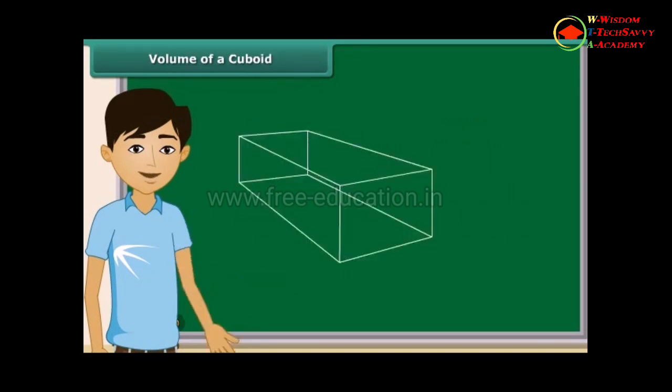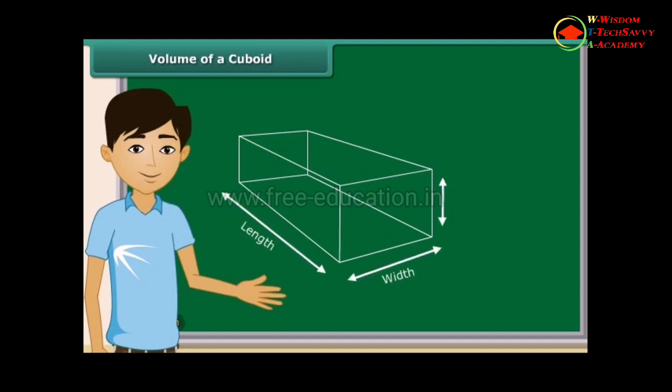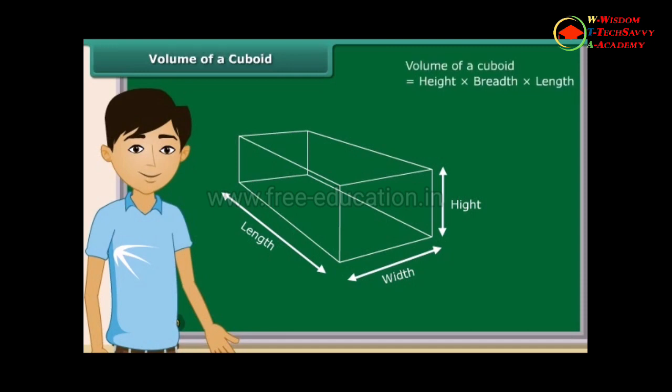Look at this cuboid. We know it's a three-dimensional shape having dimensions length, breadth and height. It's very simple and easy to calculate the volume of a cuboid. Just multiply height, breadth, and length of the cuboid, and you will get the volume of a cuboid.